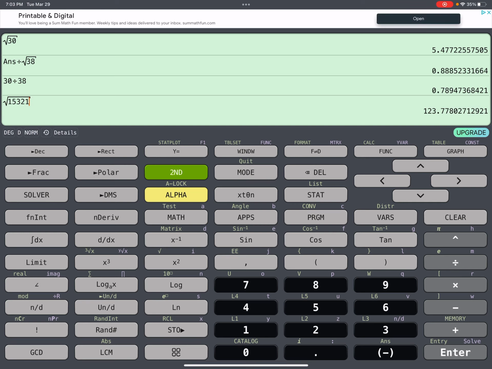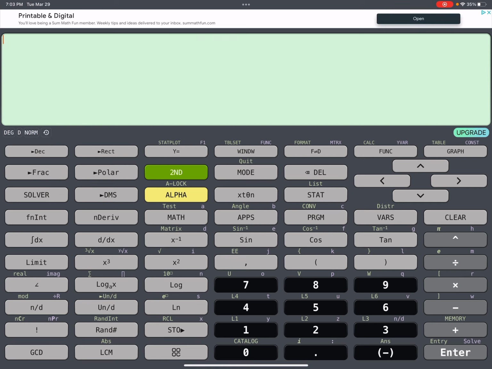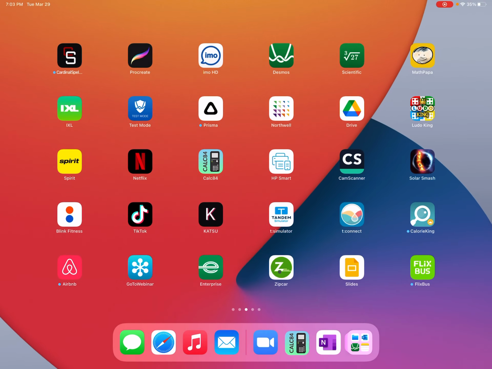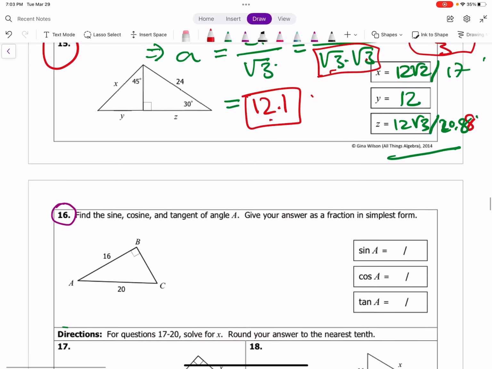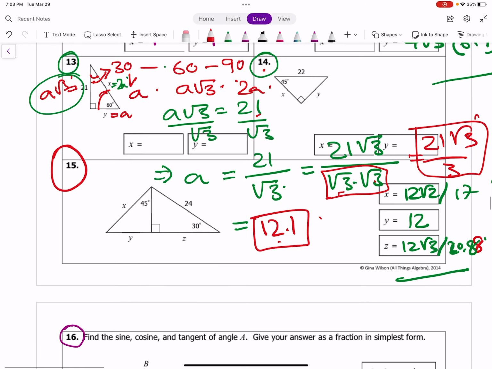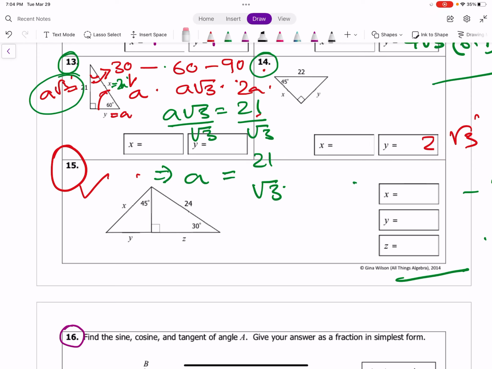So 21 divided by radical 3, you get 12.12. So if I'm right in my calculation, it is 12.1. Okay, and then let's go for the next one, number 15. We did it in the class, but still I would like to give you one of the presentations.